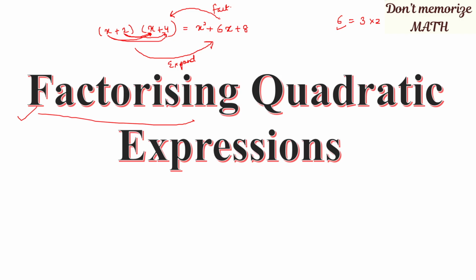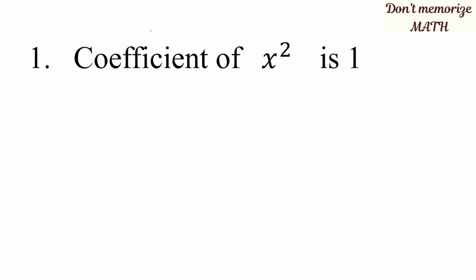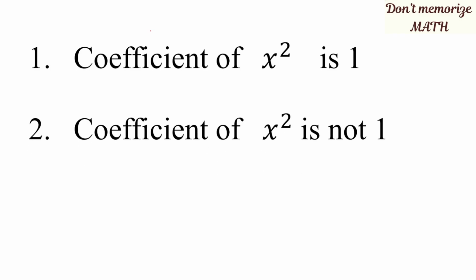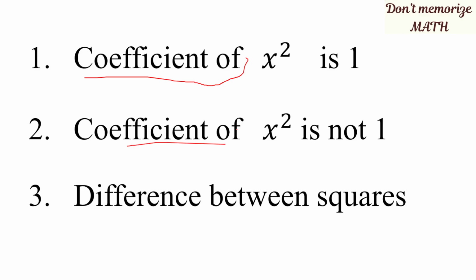Okay, so now we will discuss what types of factorization of quadratic expressions we have. See here, the first type is coefficient of x square is 1. Second type is coefficient of x square is not 1. What do you mean by coefficient? Coefficient means the number with x square. The third type is difference between squares. All these three we will be discussing in this video, and after this video you can factorize almost all types of quadratic expressions.